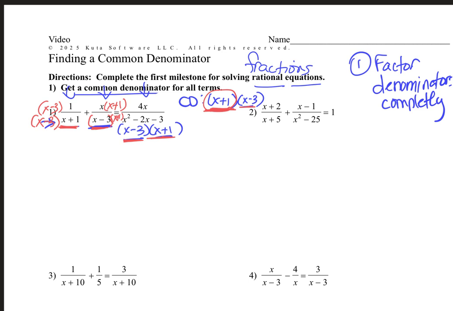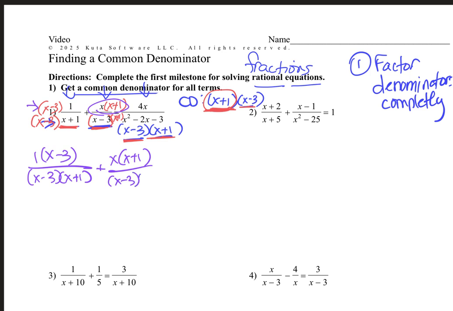All right, so what we have here is, I'm going to rewrite this so you can see what it is. I have x minus 3 times 1 on the top, and I have x minus 3 times x plus 1 on the bottom. This one, I have x times x plus 1 on the top, and I have x minus 3 times x plus 1 on the bottom. And then this one, it doesn't change. Okay? That is the first milestone.